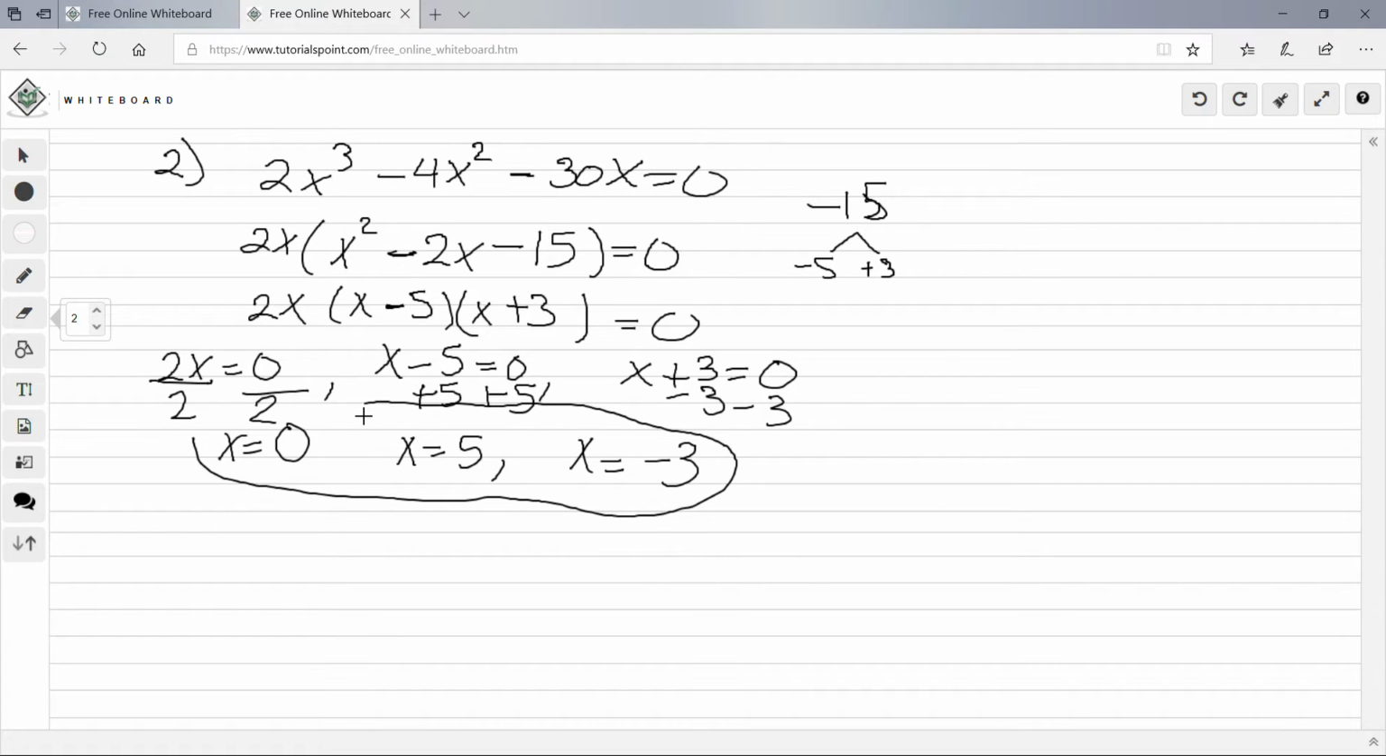But if you don't believe me, and you have to when you do it on your test, you always have to make sure it's true, because sometimes these aren't always correct. Okay.